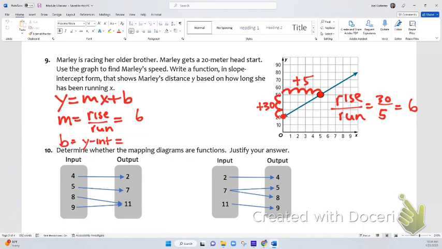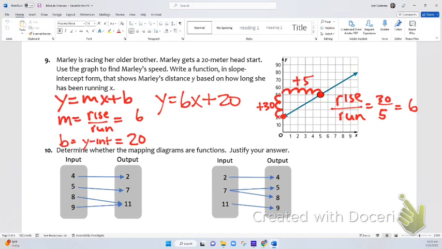Okay? And then the y-intercept is her starting value. It's what head start her older brother is giving her. Well, her older brother is giving her a 20 meters head start. So the b, or the y-intercept, is simply 20. And then when we write our equation, it's simply y equals mx plus b. So the m we said is a 6, the x stays, and then the starting value, how much of a head start she got, is simply 20.